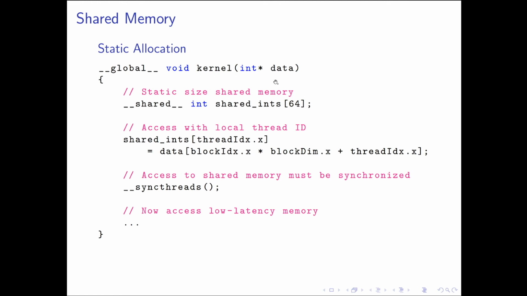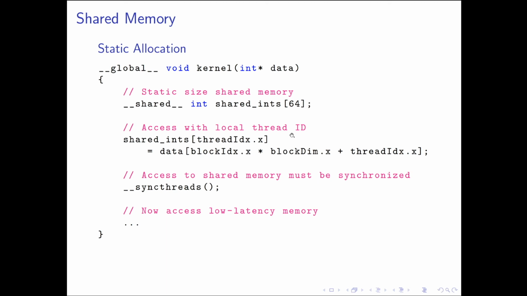We're in a kernel here, and we're passing that kernel the pointer data. This is a device pointer, a global memory pointer to GPU DDR memory. Then we also have the array shared ints, which is a shared memory array, denoted by using the annotation __shared__ here. We're also statically allocating 64 ints.